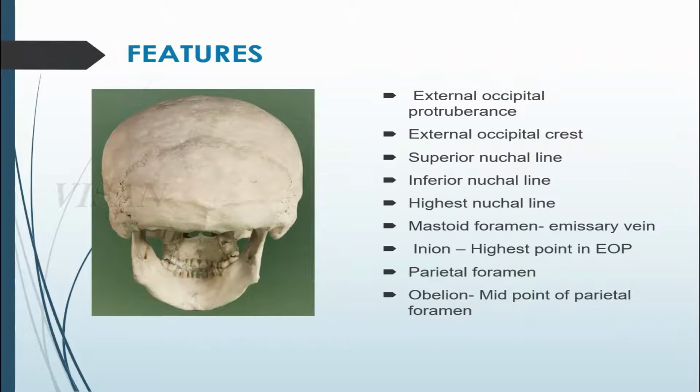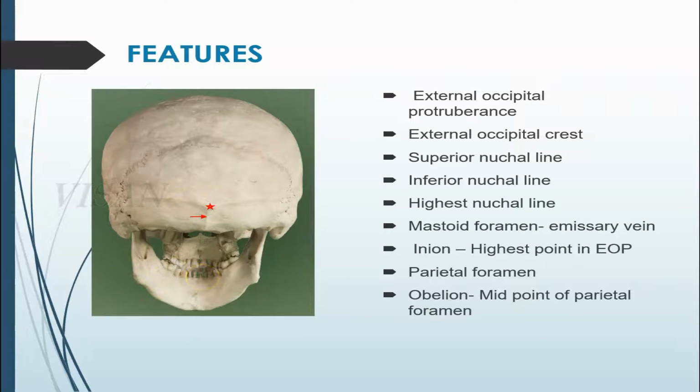The features seen in the Norma occipitalis are mainly in the occipital bone. At the midpoint, we can see a very prominent elevation, which we call a protuberance. It is present in the occipital bone, so it is called occipital protuberance, and it is present on the external surface of the skull, so it is called external occipital protuberance. Just below the external occipital protuberance, we can see a linear elevated structure. This is called a crest. It is present in the occipital bone, so it is called occipital crest, and on the external side, so it is called external occipital crest.